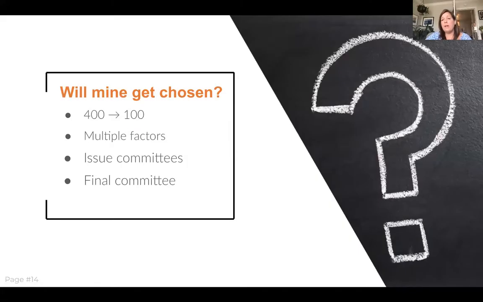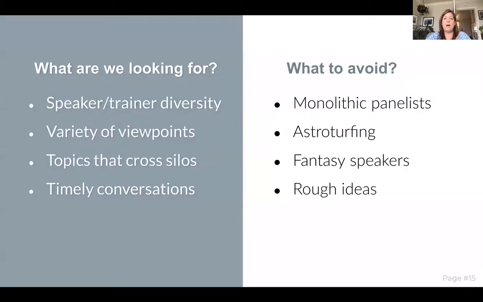So when it comes to selecting submissions, like I mentioned earlier, we break these down from 300 or 400 to about 100, in multiple different committee phases. Just a few things to reiterate. Diversity of speaker is super important. Topics that cross silos, as I mentioned earlier.